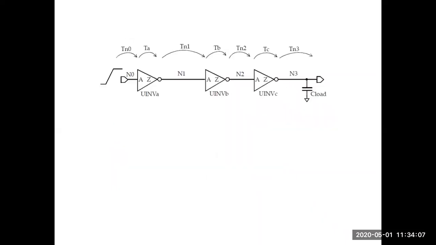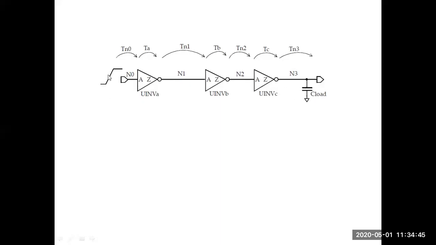Now see here, let us say we are given this network. In this network, we have this input IN, and this input is connected to the node N0 through a wire. This wire is connected to an inverter, UINVA. It is again connected to a further inverter, UINVB, through a wire N1. Similarly, this inverter is connected to the next one through a wire N2. And there is a load capacitance at the output of the entire digital network.